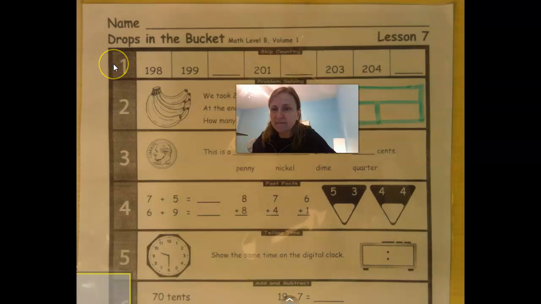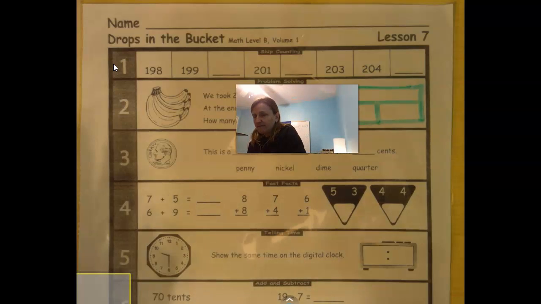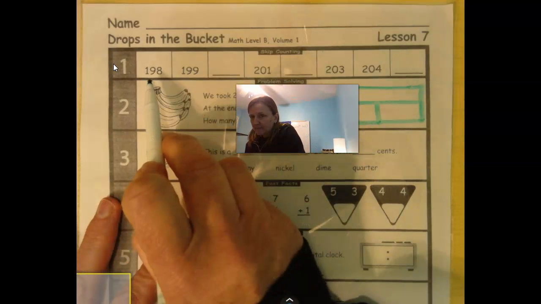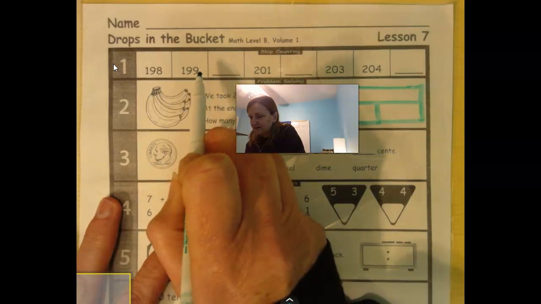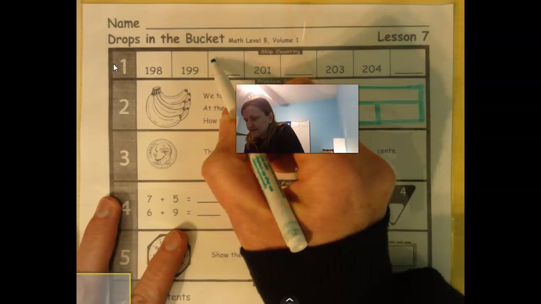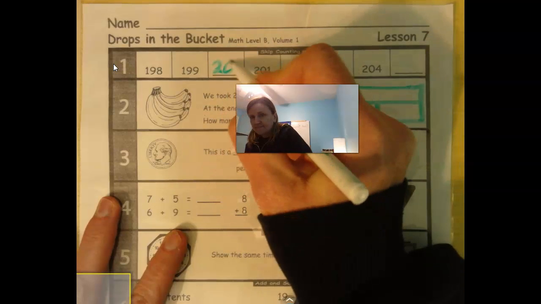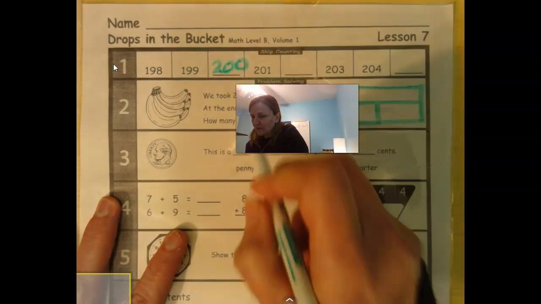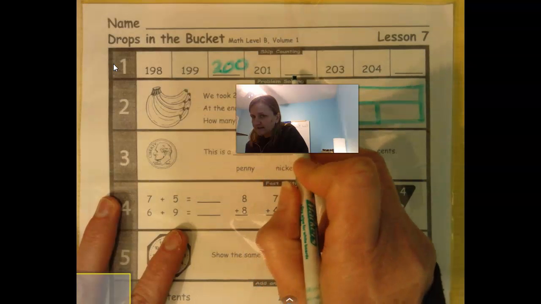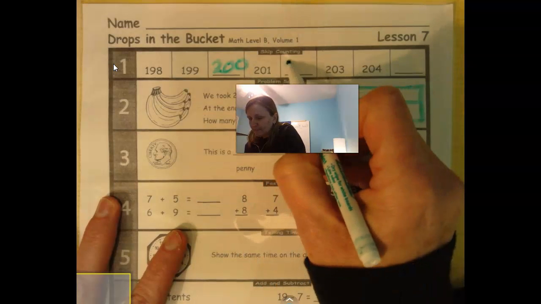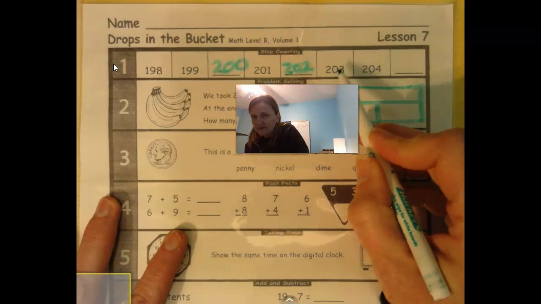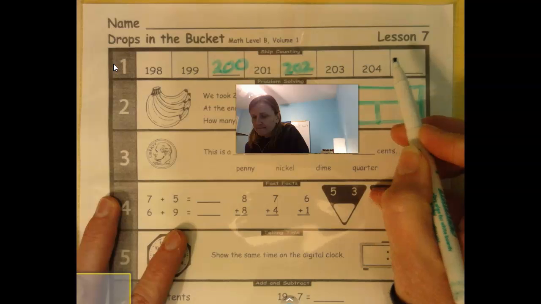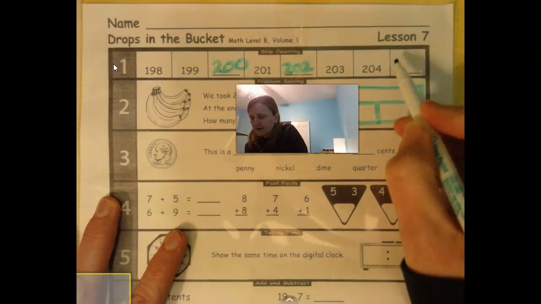So skill 1 starts with skip counting, and this one starts out with 198, 199. It looks like they're counting by ones, so you just need to figure out what's next. 200, 201, what's next? 202, 203, 204, good, 205, good.